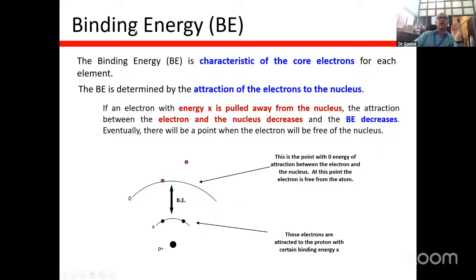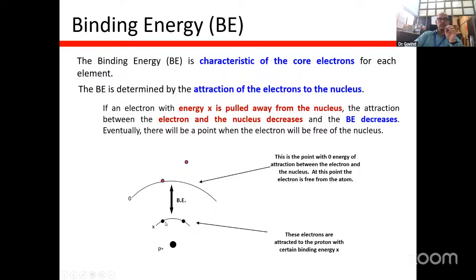So what is the binding energy? That is important, because in the entire lecture we are going to play with binding energy, binding energy, binding energy. So what is that binding energy? Binding energy is the characteristic of the core electron of each element. Each element has a unique binding energy related to that core electron. This binding energy is determined by the attraction of the electron to the nucleus.